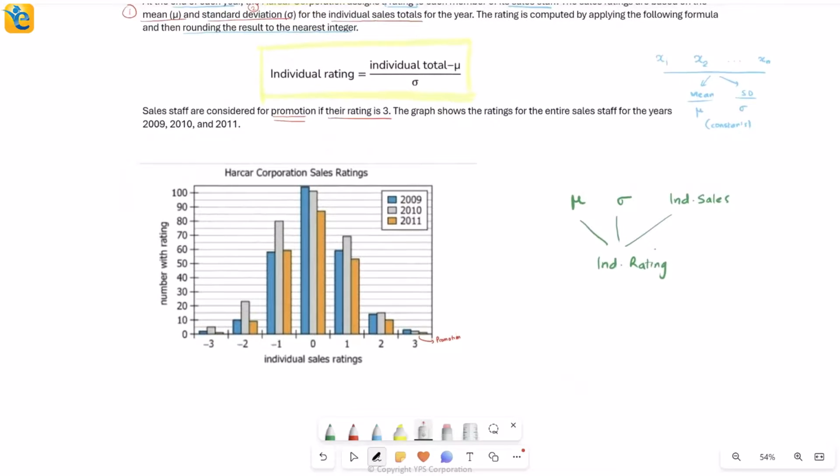But still, I'm going to show it to you mathematically. If you try to get an individual's sales from this formula, you can rearrange the formula this way: individual rating multiplied by sigma, and then to this you add mu. Now, to get this individual sale, you need all three of these things. As I said, individual rating is what is visible on the graph, but where will you get the standard deviation from? Where will you get the mu from? And therefore, individual sales is not possible for us to find, and if individual is not possible, total sales is out of the picture.